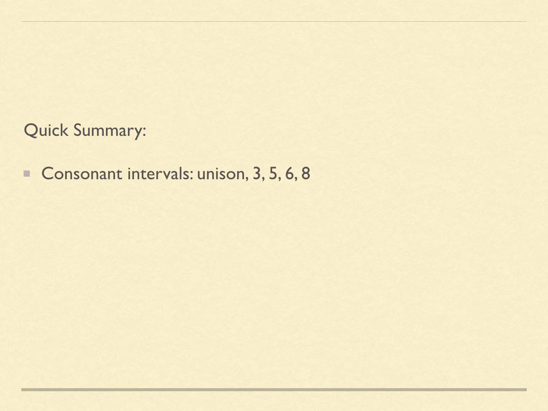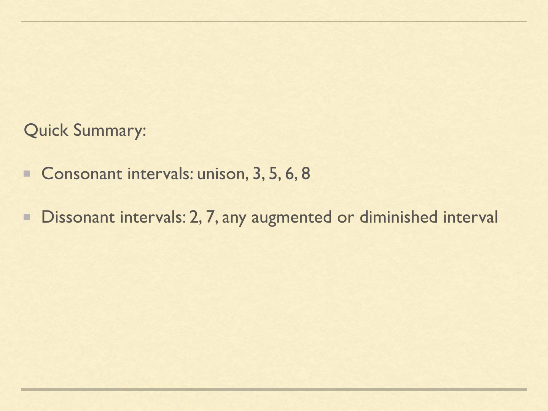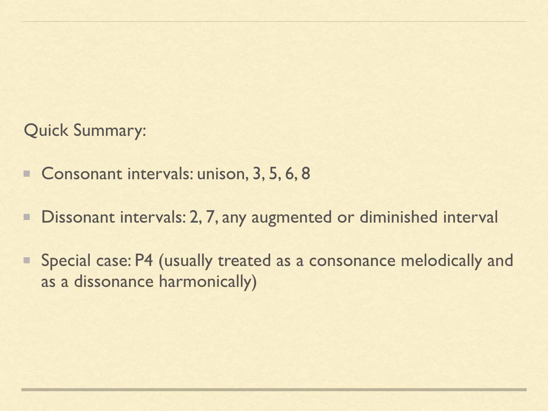In summary, our consonant intervals will be, in a general sense, the unison, third, fifth, sixth, and octaves. Our dissonant intervals: 2, 7, or anything that is augmented or diminished. The weird one, as we talked about, is the perfect fourth. Melodically, we treat that as a consonant, if it's one note followed by the other. If they occur at the same time, we count it as a dissonance because of how it wants to resolve.